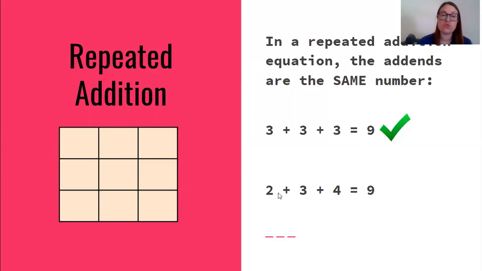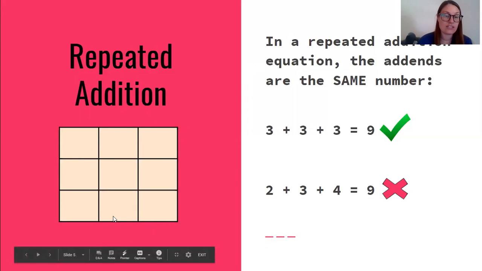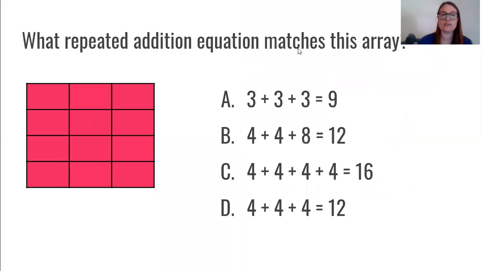Even though 2 plus 3 plus 4 does equal 9, that is not a correct answer because it's not repeated addition. You are not repeating the same number. Repeated addition, you are repeating the same number. That's why we use it for arrays, because when we're looking at columns, we're repeating the same number for each column. 3 in this column, 3 in this column, 3 in this column, okay? The number of squares in each column or in each row, it's not going to change. It's going to be the same. That's why it makes this really nice square or rectangle, because it's got the same number of squares in each column. So let's look at a practice.